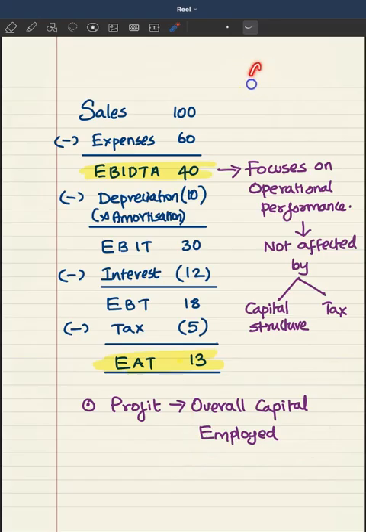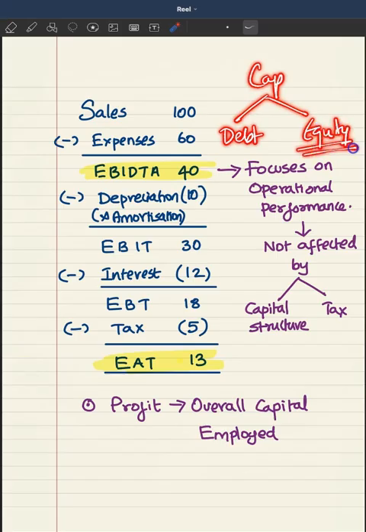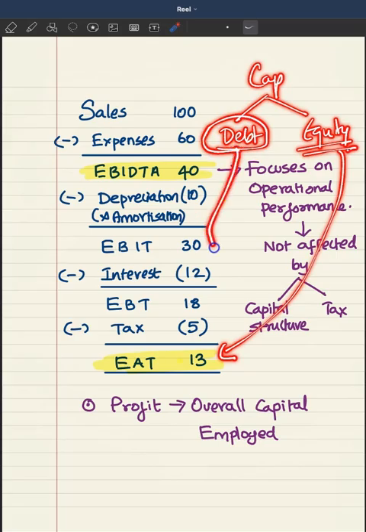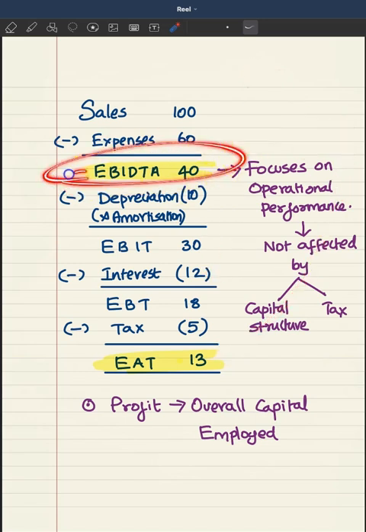Why I'm saying this? In business, capital can come from both debt and equity. While the equity shareholders are going to focus more on earnings after tax, people who have given debt are going to look at profit available for interest and principal repayment. So for them, this profit is important. So we can say it is this profit which is going to decide what is going to be available for lenders, what is going to be available for owners.